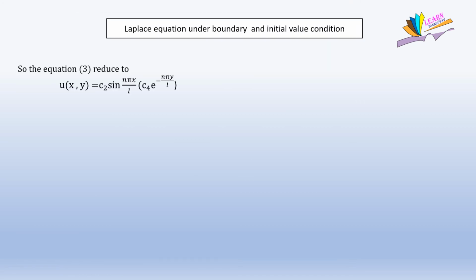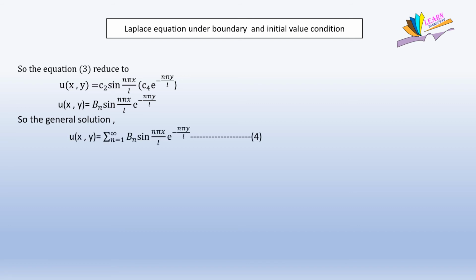So the equation 3 reduced to u(x, y) is equal to c1 sin(n pi x / l) c4 e^(-n pi y / l). Simplify that, u(x, y) is equal to bn sin(n pi x / l) e^(-n pi y / l). So the general solution of the equation u(x, y) is equal to the summation n tends to 1 থেকে infinity of bn sin(n pi x / l) e^(-n pi y / l).